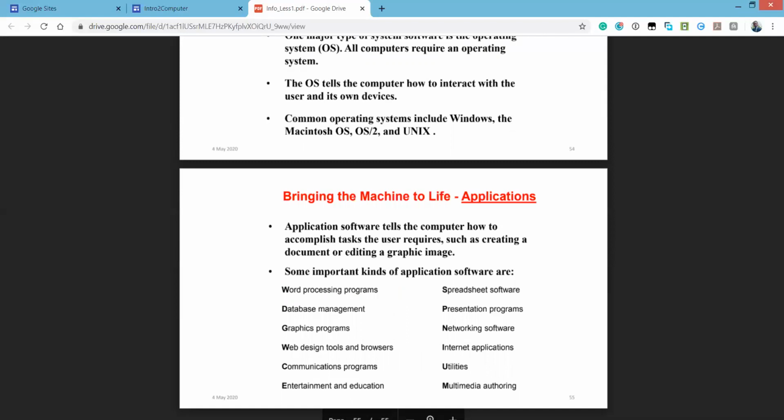The application software tells the computer how to accomplish tasks the user requires, such as creating a document or editing a graphic image. Some important kinds of application software are word processing, database management, graphics design, web design, communication programs, entertainment and education, and spreadsheets. All these are examples of application software.